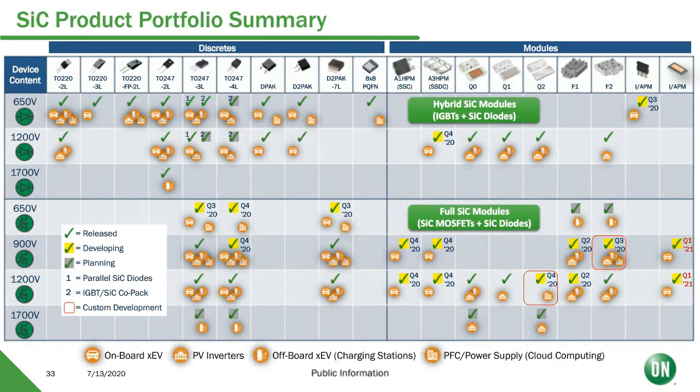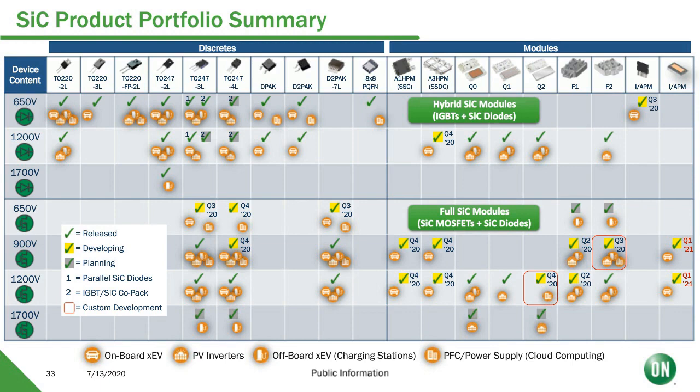If you look at the overall portfolio that we have for silicon carbide, we have 650, 1200 volt, and 1700 volt silicon carbide diodes released today in a variety of different packages, as you can see here. In terms of MOSFETs, our 1200 volt series and our 900 volt series of MOSFETs are released on the market today in a TO247 3-lead, 4-lead, and the 2-pack 7-lead packages. Our 650 volt MOSFETs will be released later this year, and then we have development ongoing for 1700 volt devices.